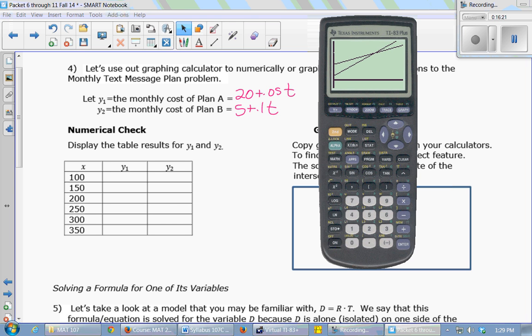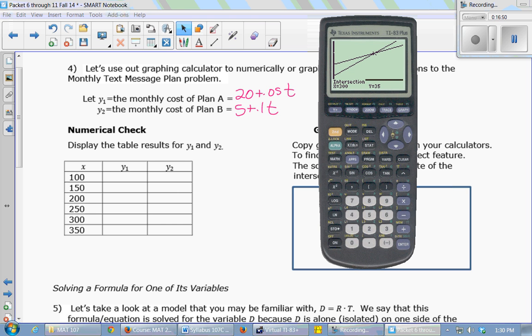All right, so I can now see the intersection point, and I use the calculate menu. So you do second calculate, it's right above trace. Choose option 5, intersect, and it asks, is this the first curve? You say yes by pressing enter. Is this the second line you're curious about? You say yes by pressing enter, and then you guess. You just put the cursor somewhere near the intersection and press enter. And I have 300, 35.